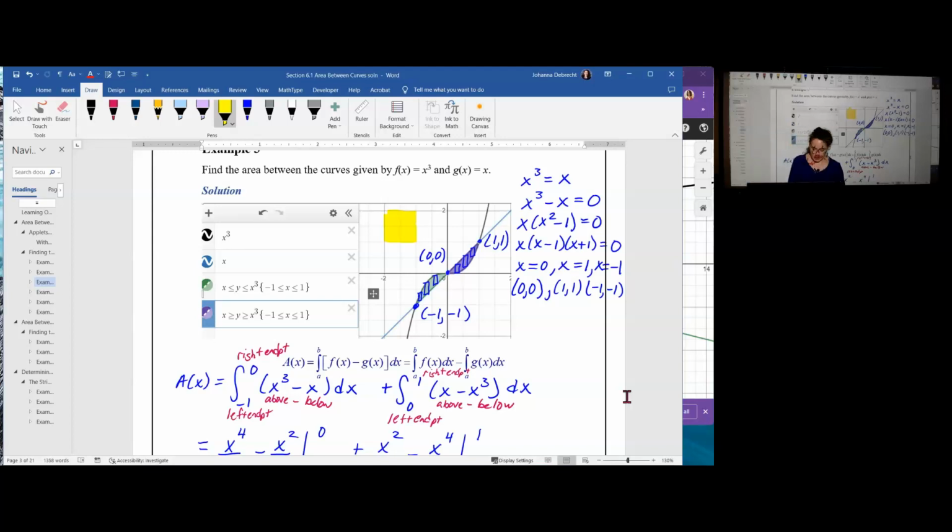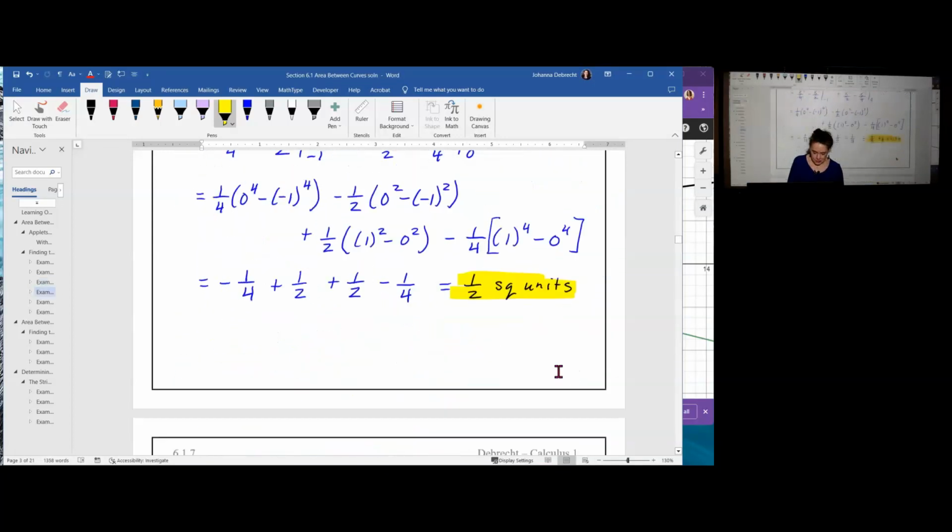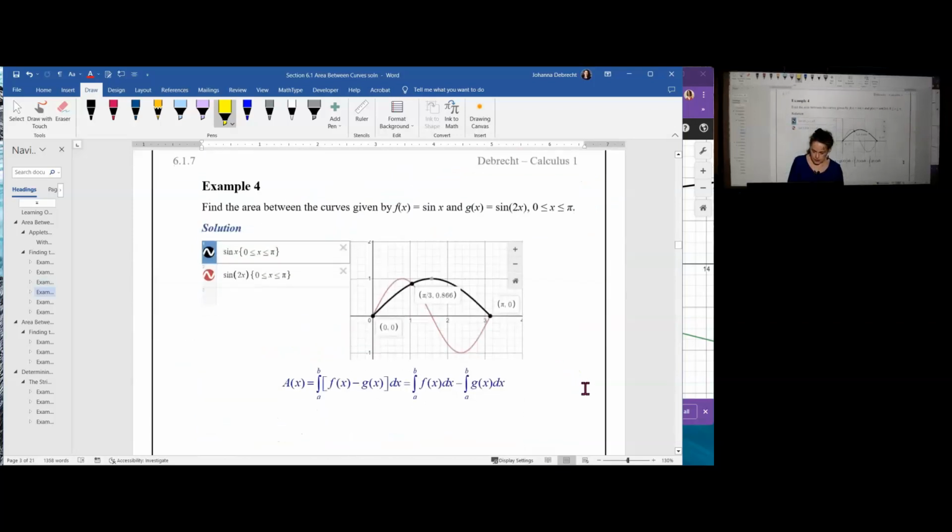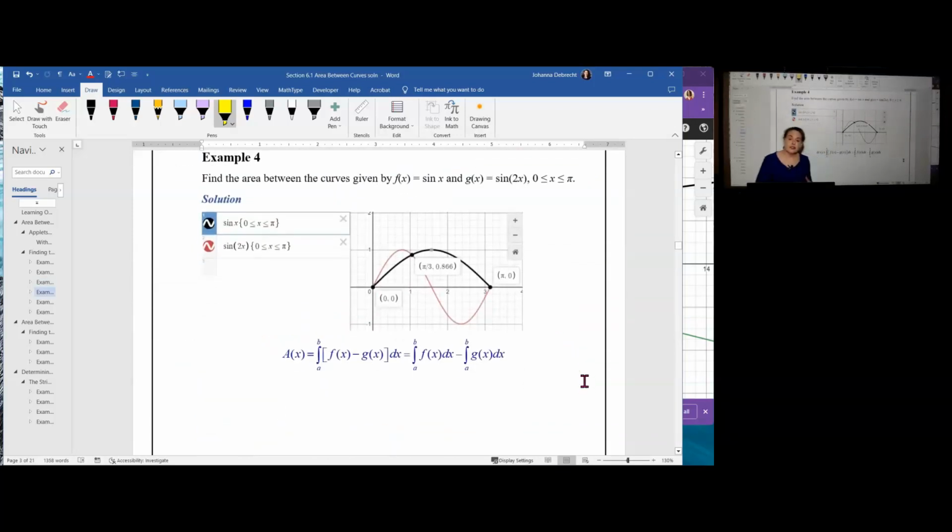Let's now take a look at the next example, which is number 4. In number 4, we have two sine functions: the sine of x, which is graphed here in black, and the sine of 2x, which goes twice as fast and is graphed here in red.